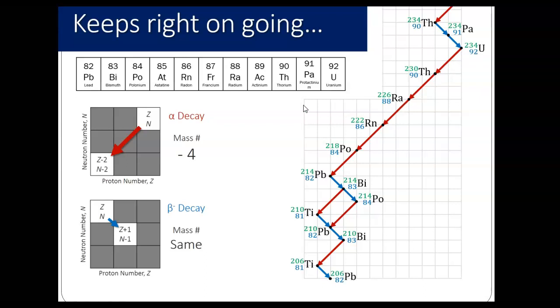So it's possible something radioactive is going to immediately decay after it emits its radiation into something that is stable. But it's also possible that you get a decay chain like this. And if you follow the chain, what you see is at the very end of the chain, you finally end up with something that is stable. That is down here at the bottom, lead-206. So lead-206 is not radioactive, it is stable.